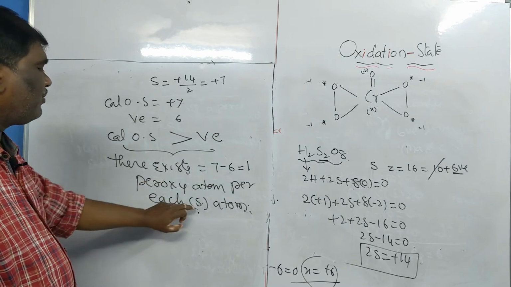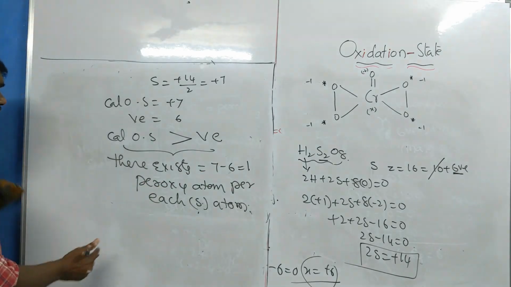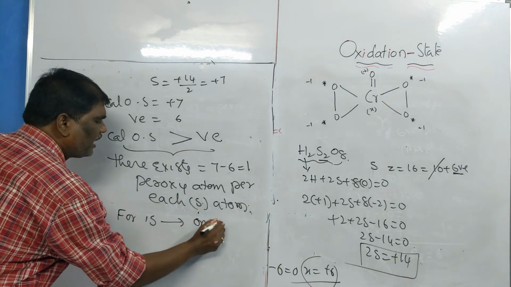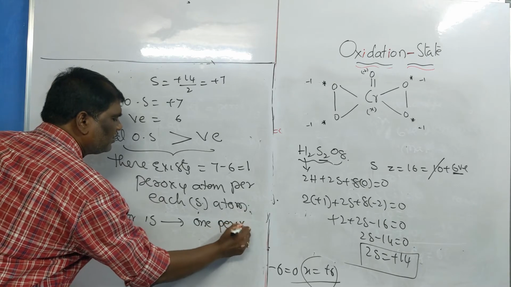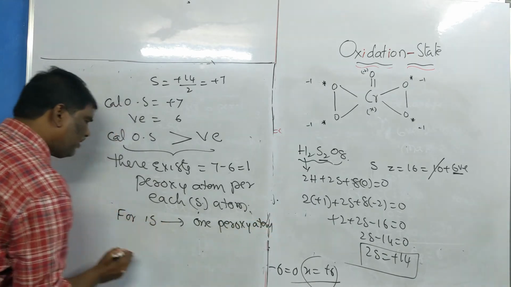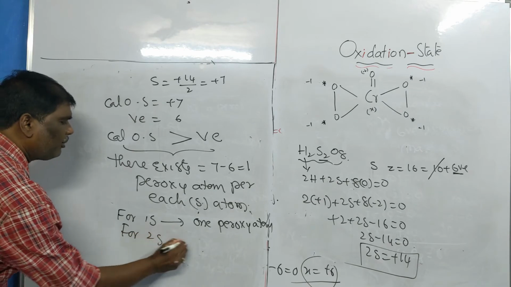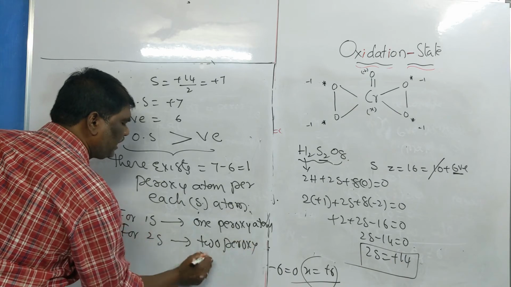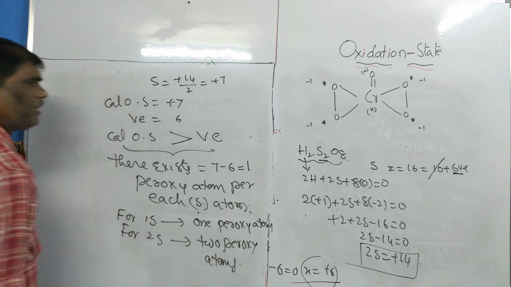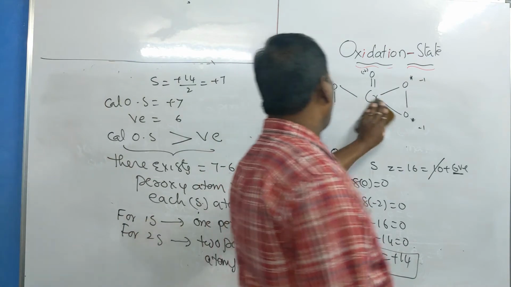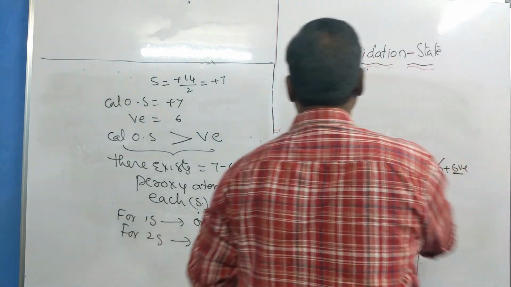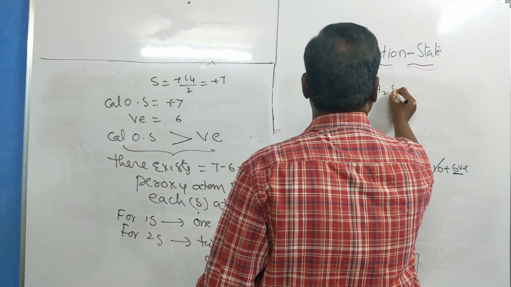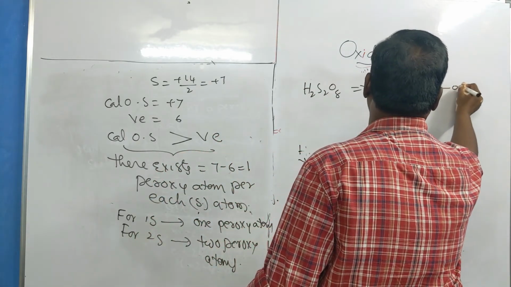For 1 sulfur atom, 1 peroxy atom. There are 2 sulfurs. For 2 sulfurs, how many peroxy atoms? 2 peroxy atoms we expect. That's why the geometry is taken as H2S2O8 is written as H2S2O6 and 2 peroxy atoms.